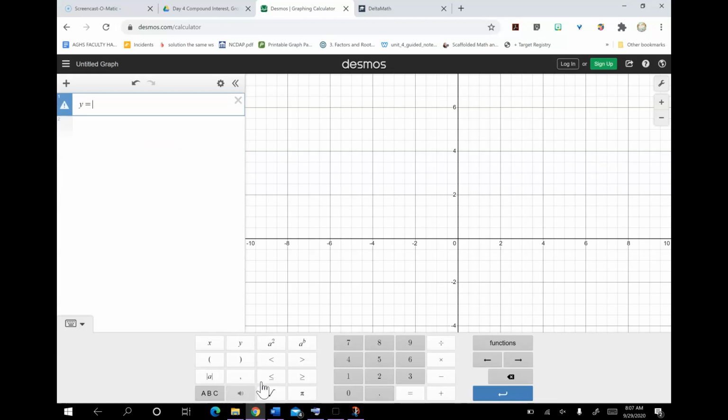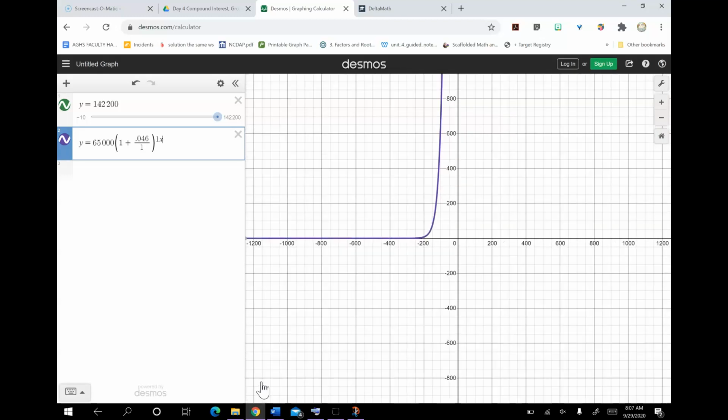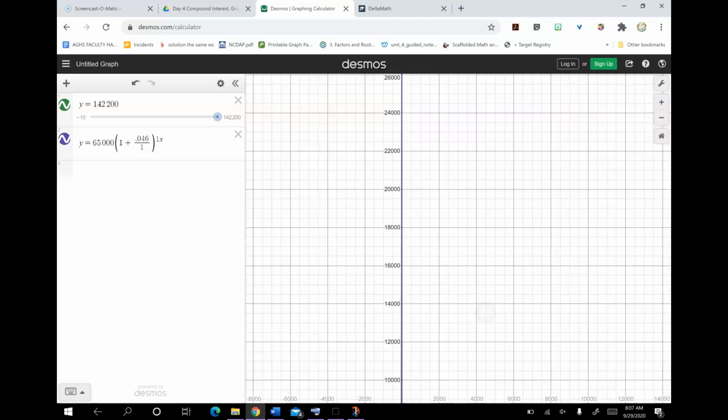So I'm going to say Y equals 142,200. And then this one I'm going to say Y equals 651 and 3 zeros times 1 plus 0.046 divided by 1, parentheses. And I'm going to raise it to the 1x power because T was unknown, so I'm making it X. Now, to see this, we're going to have to zoom out because that's a pretty large number up there. Zoom out, scroll a little bit.